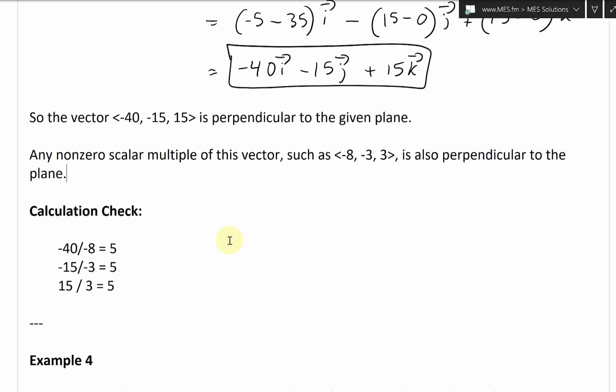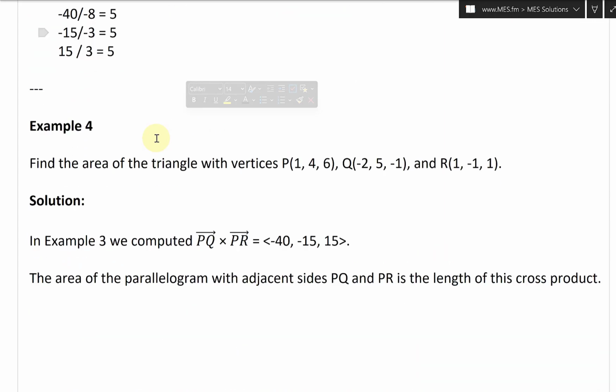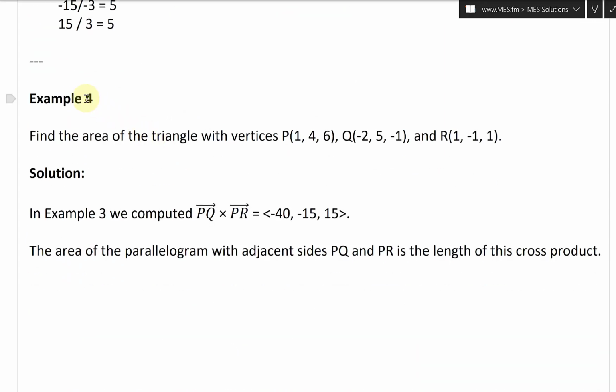And let's continue further, and also a calculation check here. This is a scalar multiple. Negative 40 divided by negative 8 is equal to 5. Negative 15 divided by negative 3 is equal to 5. And 15 divided by 3 is 5. So in other words, this is all dividing these out by 5, a scalar multiple of 1 over 5. Anyways, continue further.